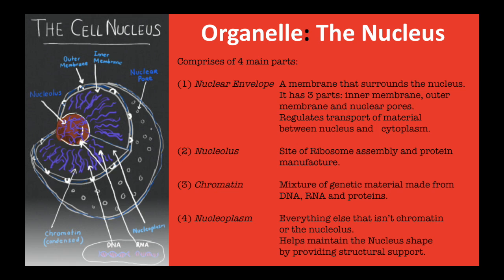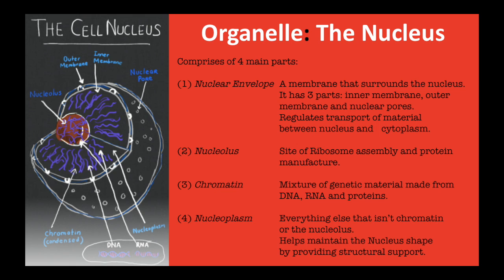The nuclear pores are small gaps in the nuclear membrane that regulate the transport of material between the nucleus and cytoplasm in the cell. The nucleolus is a small dark spot found in the middle of the nucleus. It has an important function of ribosome assembly, where proteins are manufactured. Chromatin is the mixture of genetic material formed from DNA and proteins that eventually condenses to form chromosomes.